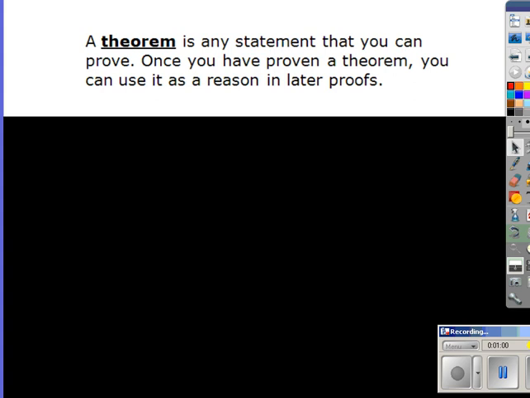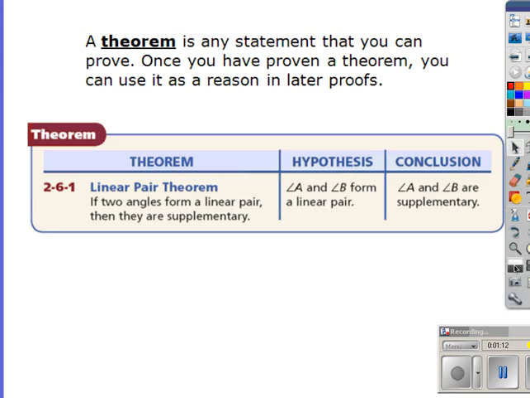And that'll make more sense as we go here. But essentially, we're creating shortcuts. We're making theorems, and we're proving it once, so we never have to prove it again. First one we're going to look at is the linear pair theorem. Linear pair theorem says if two angles form a linear pair, then they are supplementary.